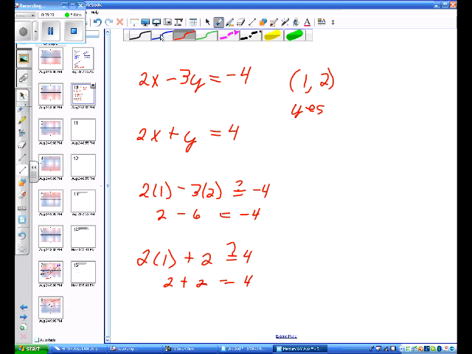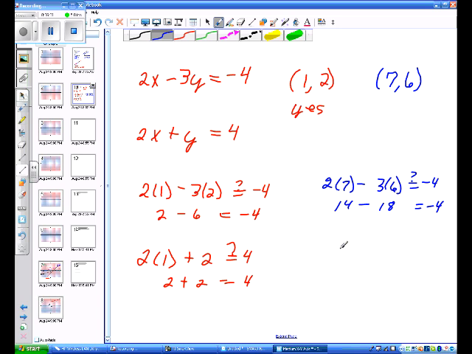Now let's see if the point (7, 6) makes them both true. So we know they cross in at least one point, so let's see if they cross in more than one point, so that these might actually be parallel lines. So we're going to substitute in, we would have 2 times 7 minus 3 times 6. And we want to know, does that equal negative 4? Well, we would have 14 minus 18, and that equals negative 4. So it makes that one true.